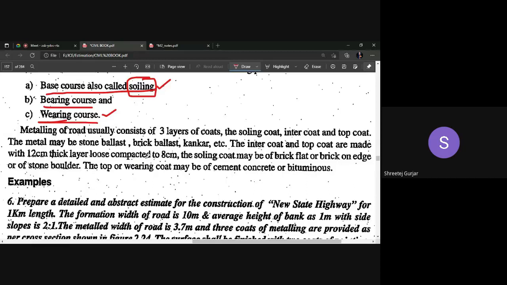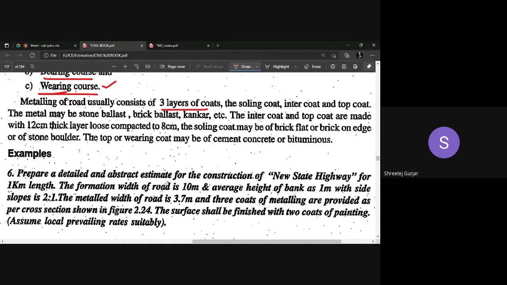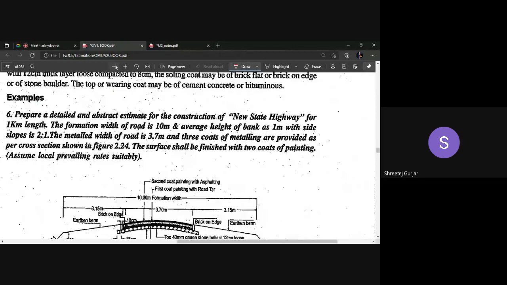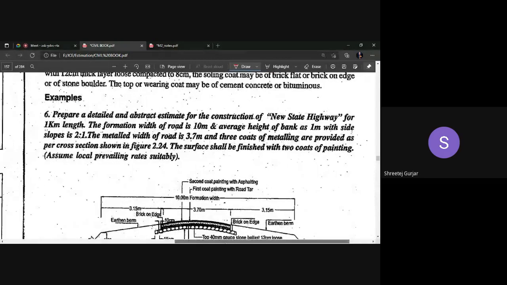So a metal road consists of 3 layers, as I've told you, and many coats. Many coats are provided on top, 2 or 3 layers, so that your road attains proper strength and is able to hold your vehicles on top of it.